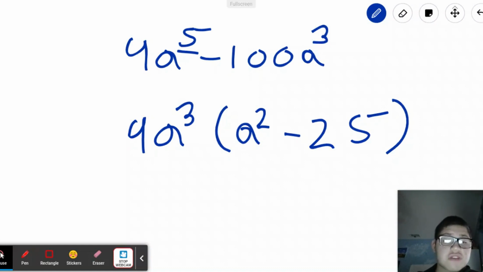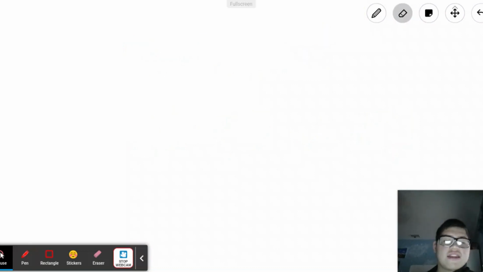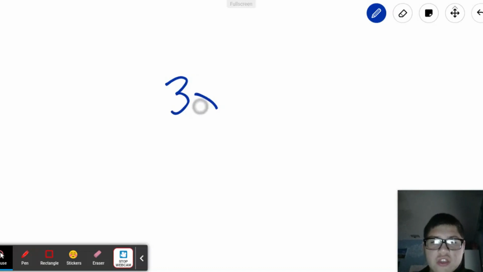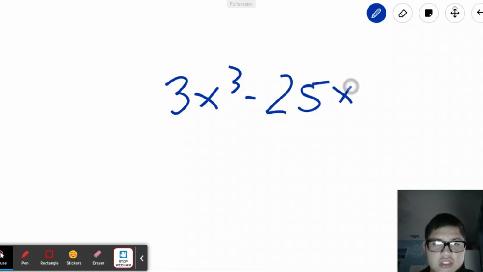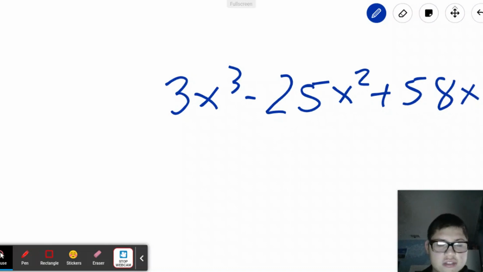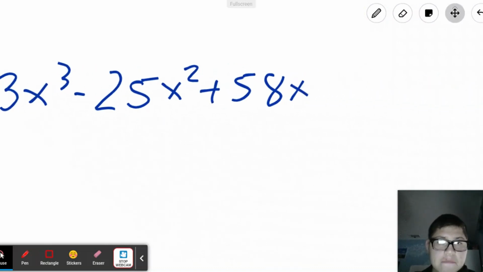So I'd like to move on to 3.5. Alright, Mr. Kagi. So 3.5, I'd like to explain that when we were doing the mathematics, I was wondering, how did you find your answer basically for 3.5? One example, just one example that we got from the homework, is 3x cubed minus 25x squared plus 58x minus 40.